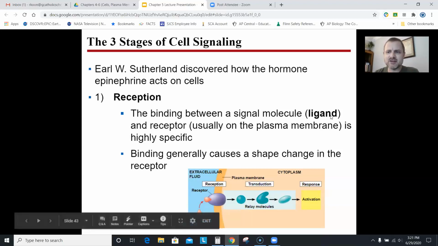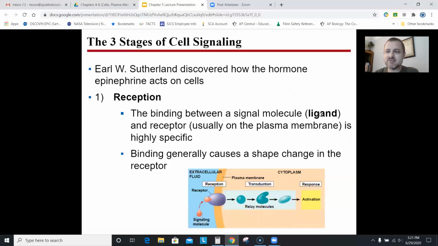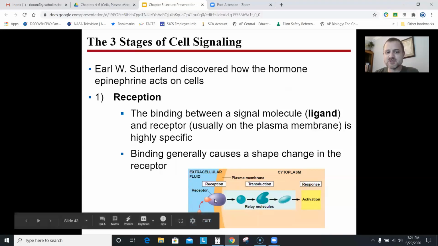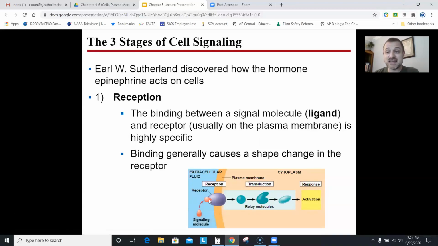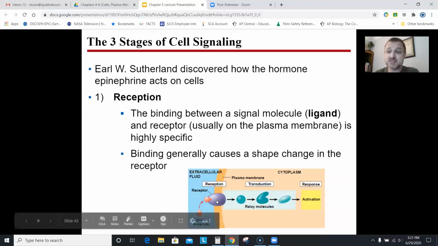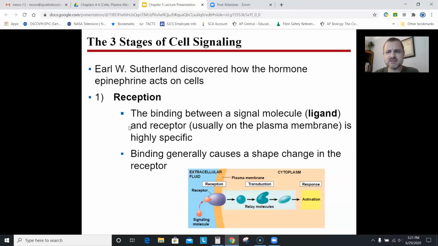This word ligand or ligand, I've heard it pronounced both ways. So a ligand is a signaling molecule that binds to some kind of receptor. Notice in this picture, the ligand does not actually enter the cell. It binds to the receptor, probably changing the shape of the receptor, which then turns on the transduction pathway. Okay, this guy, Earl Sutherland, discovered this. I believe he got the Nobel Prize for this discovery, and this is a very important concept in biology.